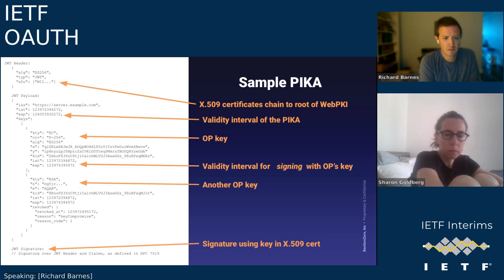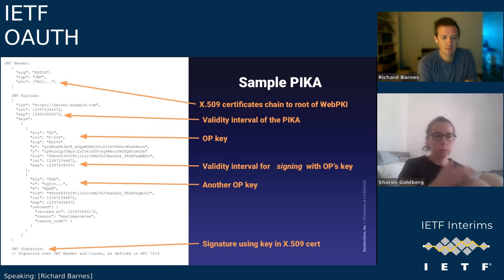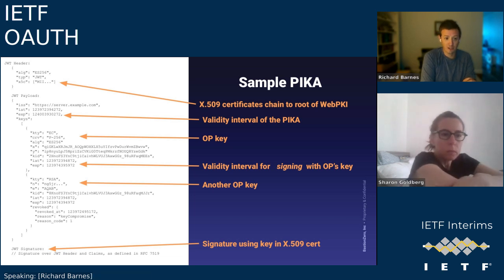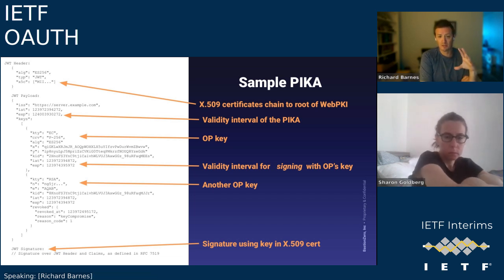A couple of interesting bits here. You can see the cert chain up in the header. A couple of interesting bits here that we pulled from the open ideas are about managing the validity intervals of these things. So, right, obviously, JOTs have these IAT and EXP fields that define the validity interval of the JOT. Here, that's kind of nice because it bounds the validity of this statement that the OP is making about their keys. But it's also useful to do a similar dance for the keys themselves.